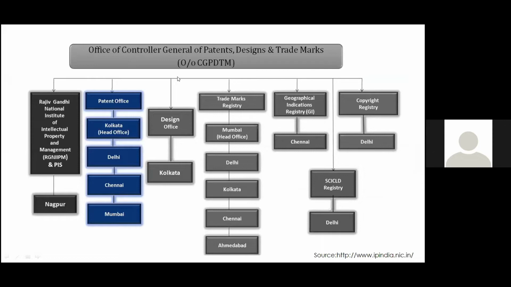So here is the information from the Patent Office of India about the organizational status of the various intellectual property rights possible according to the Indian Patent Act. We'll be just focusing on the Patent Office, which is headquartered in Kolkata, and there are three different centers, one in Delhi, Chennai, and Mumbai.